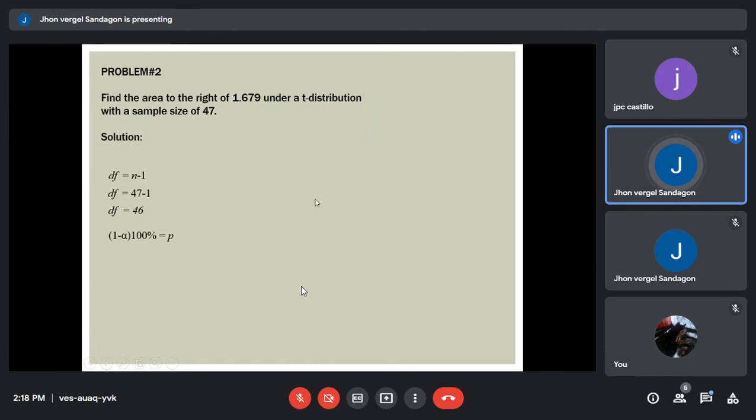In order to find the area to the right of 1.679, we're also going to use the formula that we used in the first problem, which is 1 minus A times 100% is equal to P. Let's substitute the area that we got from the t-distribution table, which is 0.05. 1 minus 0.05 is equal to 0.95 times 100%, it will be 95%. So this means that the area to the right of 1.679 under a t-distribution with a sample size of 47 is 0.95.